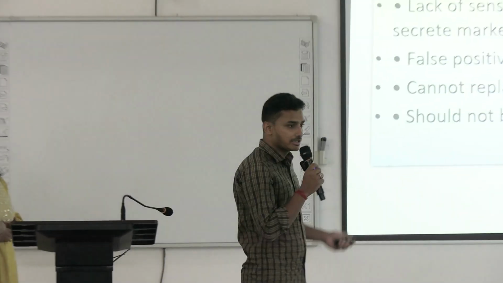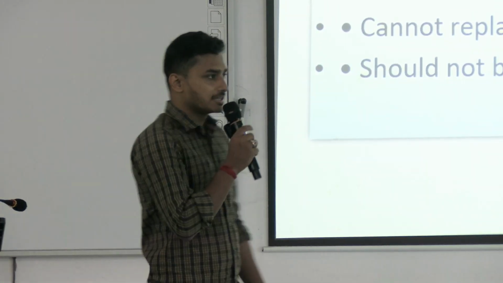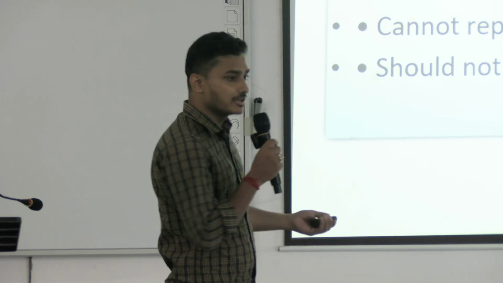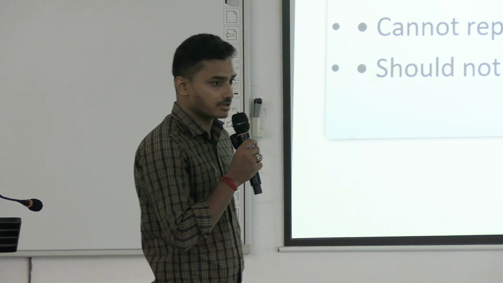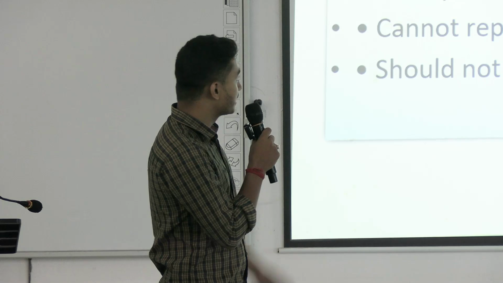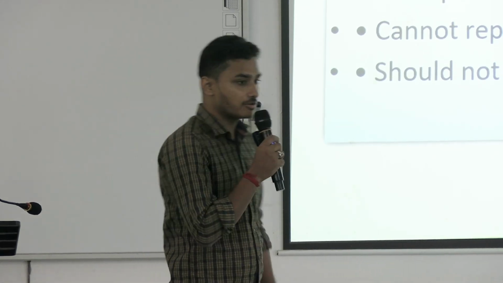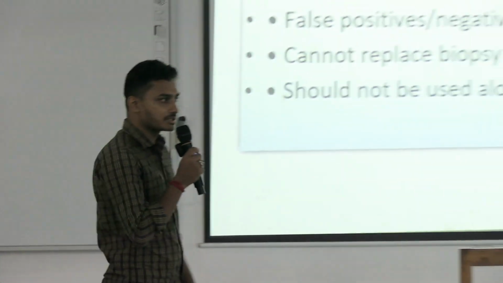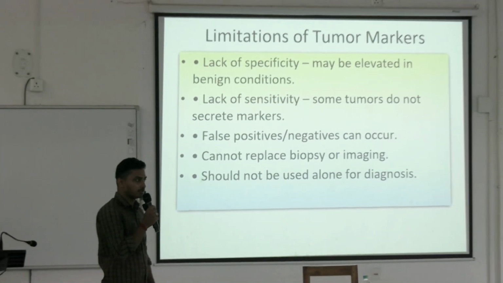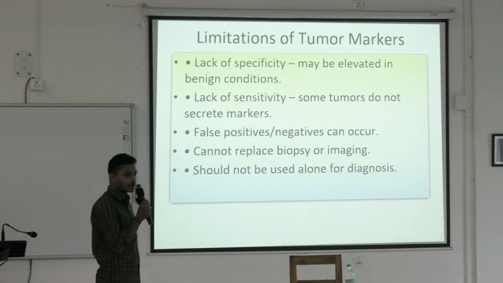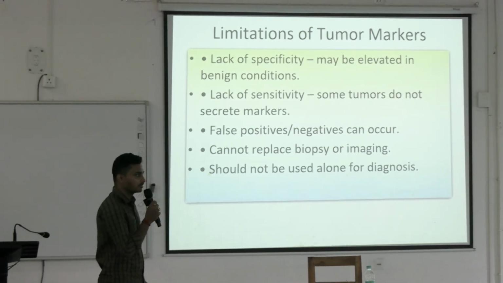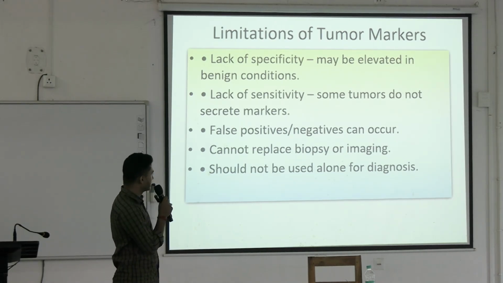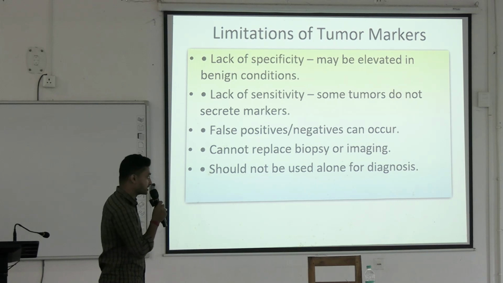So now coming to the limitations of tumor markers, that is the lack of specificity. Sometimes the tumor markers may be elevated in non-cancerous conditions also, like infection or inflammation, or benign conditions, and lack of sensitivity. Some tumors may not secrete markers, and there are some tumor markers that are not detected in early cancer conditions, like CA125 is not detected in early ovarian cancers, and that's why there are sometimes false positive and negative results.